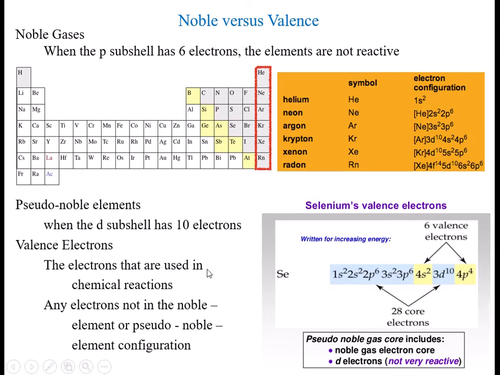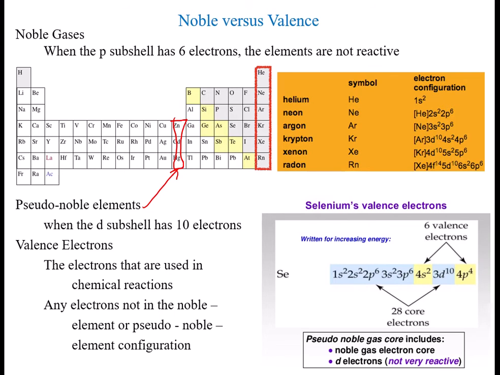Now, any noble gases when p is 6, the elements are not reactive. That's how I got the name of being a noble, because at the time, nobles, royalty, did not interact with the common folk at all. You also have something called pseudo-noble gas, and that's when my d subshell is full. And so on this figure here, these are my d10s, right? And so those are also not counted in my valence electrons.